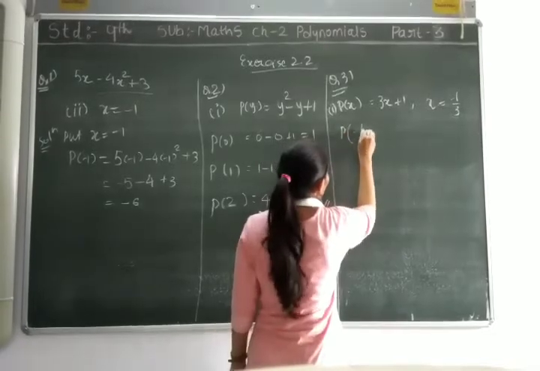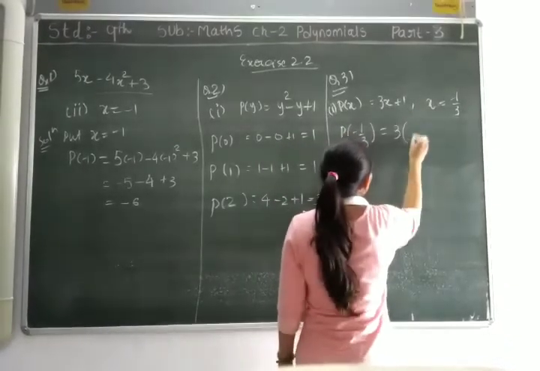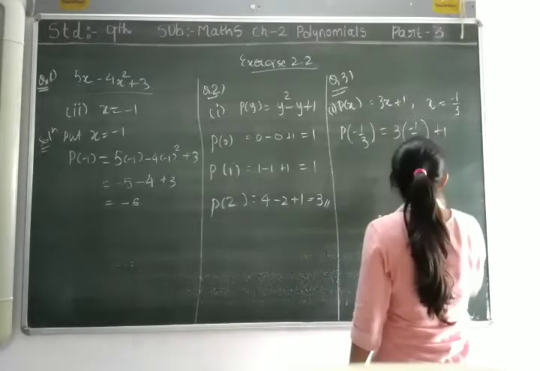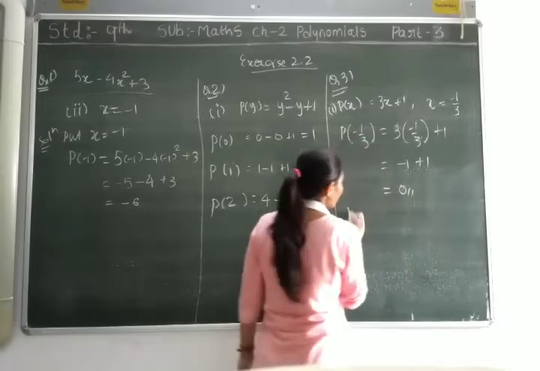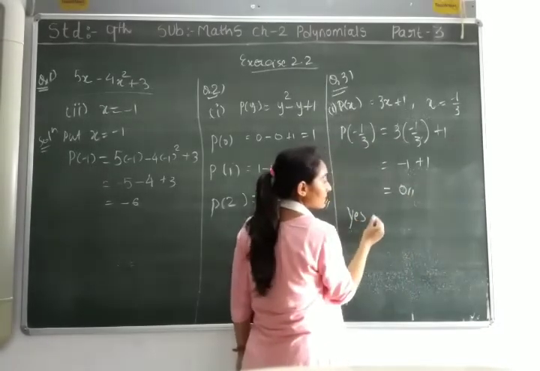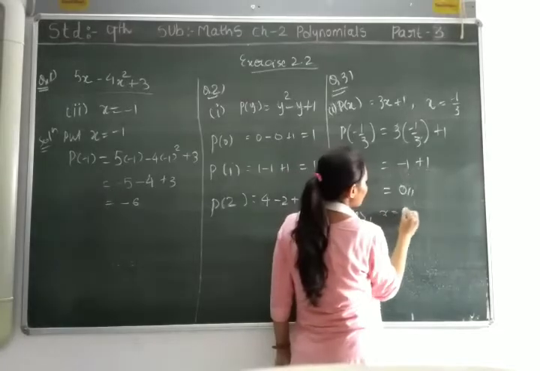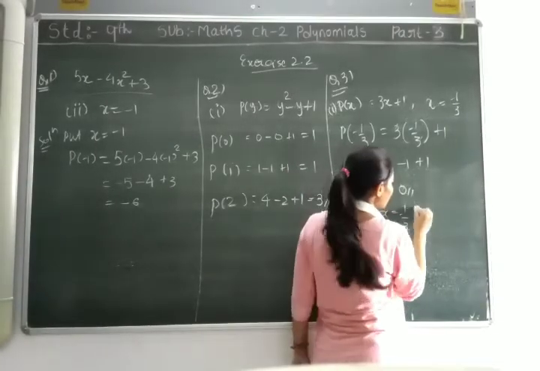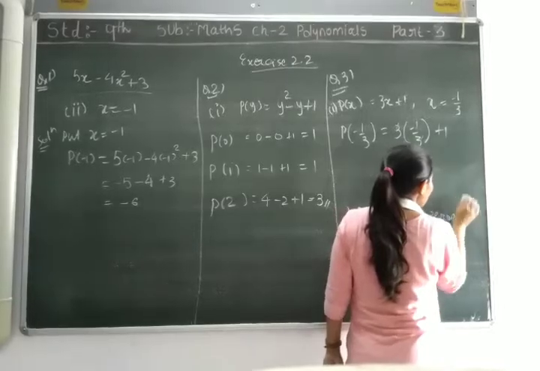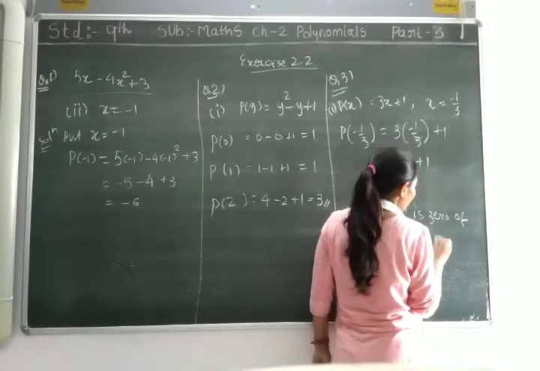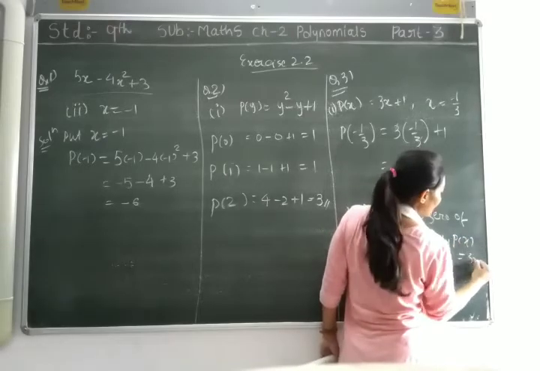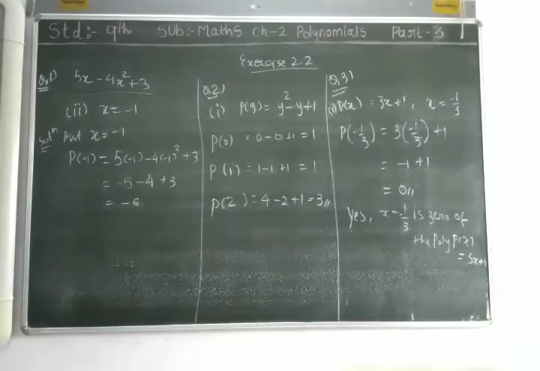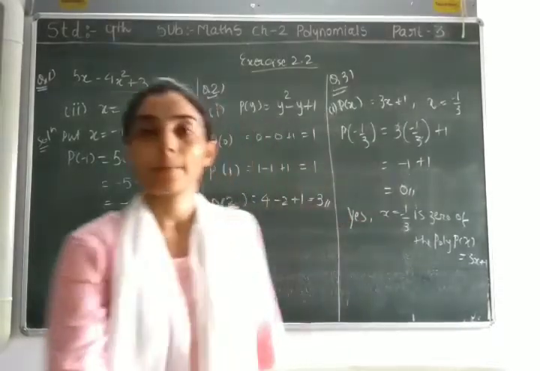So p of minus 1 upon 3: 3 times minus 1 upon 3 plus 1, the 3s get cancelled. Minus 1 plus 1. Yes, I'm getting the value 0 over here. Yes, x equals minus 1 upon 3 is a zero of the polynomial p of x equals 3x plus 1. So for question number 3, you have to solve the rest of the questions.